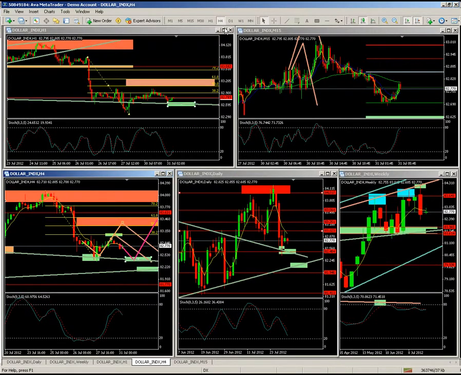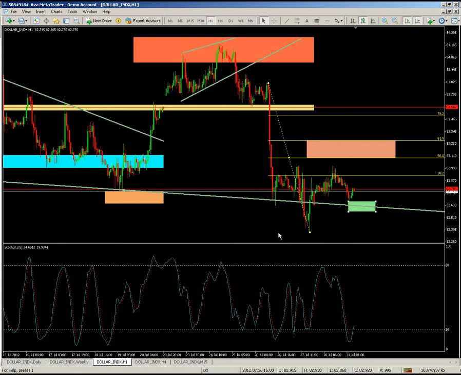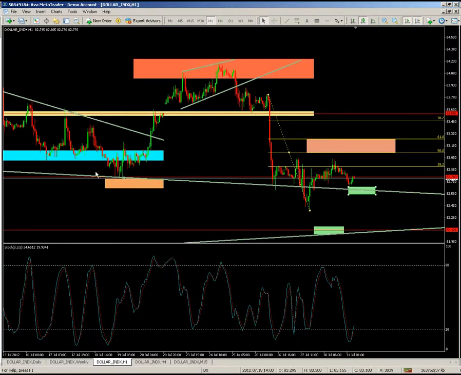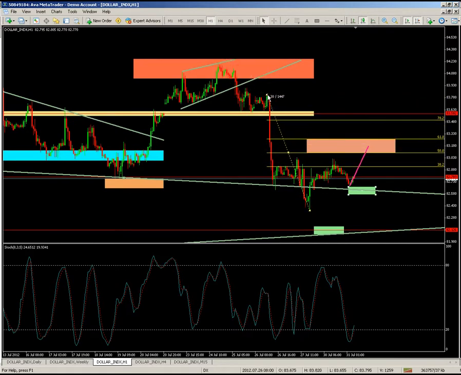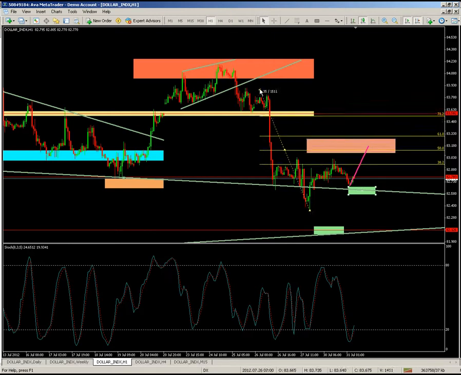Now let's have a look at the hourly chart. The hourly chart is also showing a higher low just off of this trend line. It is a bit more precise on the hourly chart, and what seems likely is that we push up into our first Fibonacci retracement. Now note that this Fibonacci retracement is not the same as the one I had drawn on the 4-hour chart, just because this is on the hourly chart. This is the last swing that I'm taking into consideration, and this is the major swing.